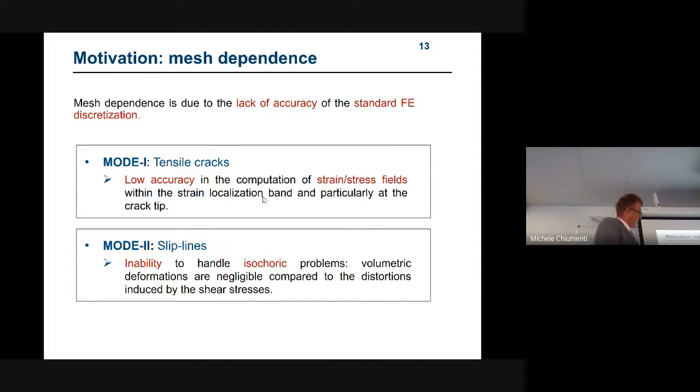Typically, in mode 1, meaning cracking, the problem is the low accuracy of the strain and stress field. So the stress field is not good enough to find the right orientation of the crack, and so the cracks go through the mesh. This is the main problem in mode 1. In mode 2, meaning sliding, plasticity, the problem is the isochoric behavior of the constitutive equation, which leads to locking. Okay?